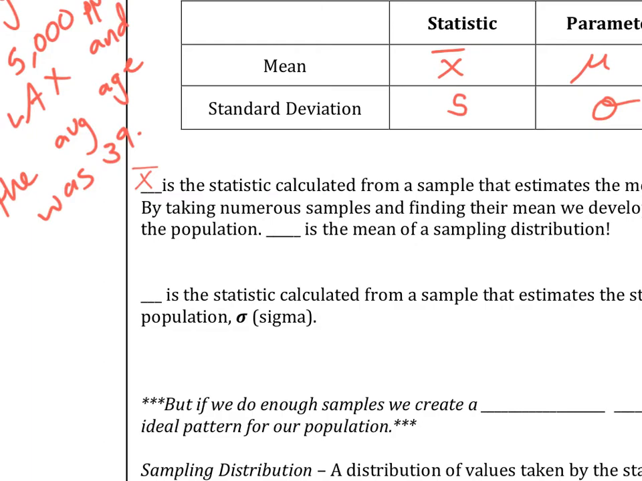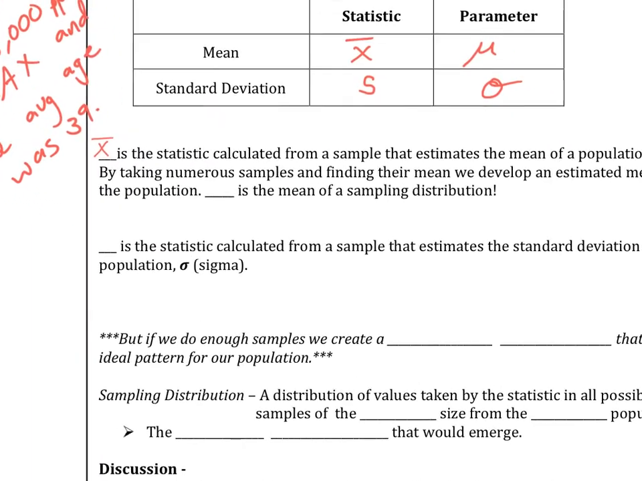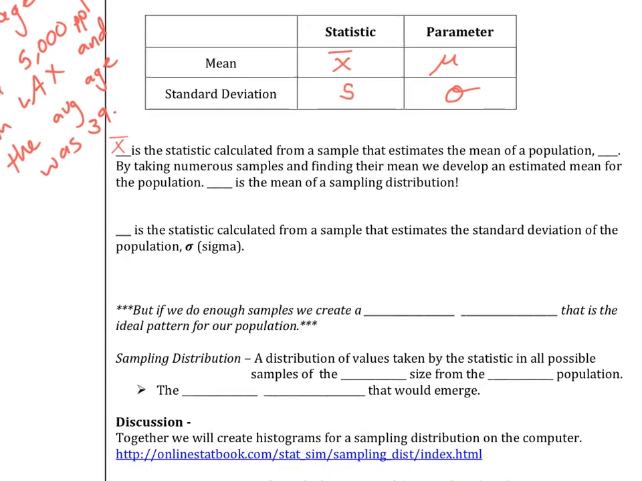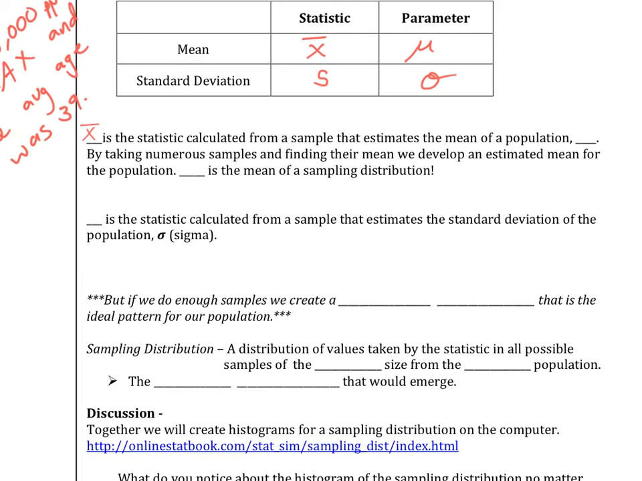X bar is the statistic calculated from the sample that estimates the mean of a population, which is U. So by taking numerous samples and finding their mean, we develop an estimated mean for the population. So like we said, U is the mean of the sampling distribution.